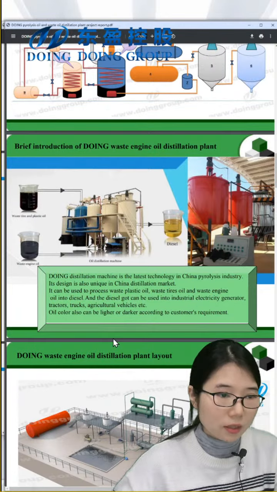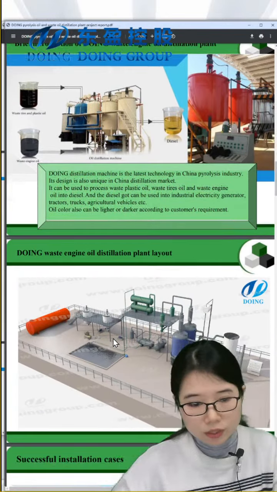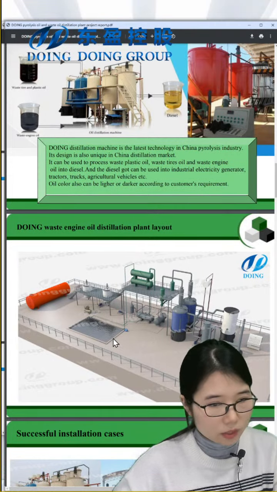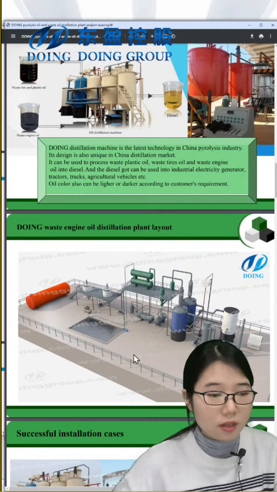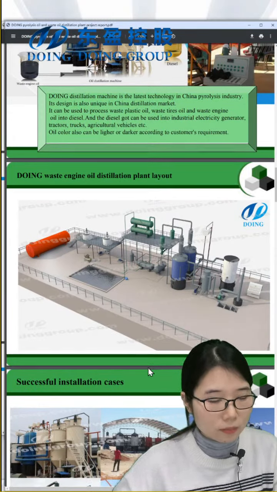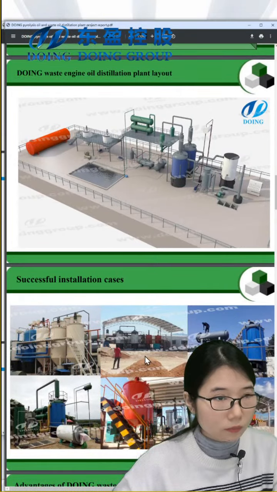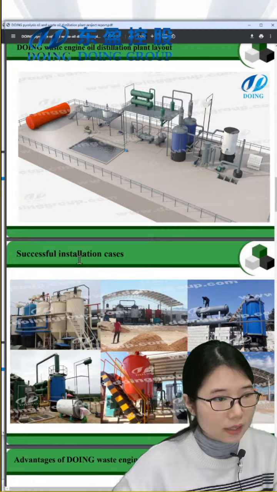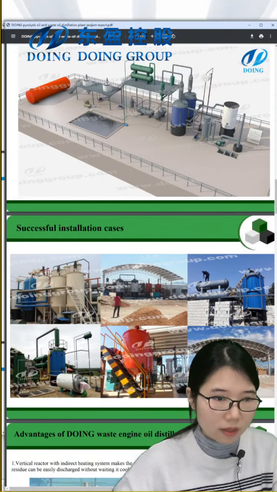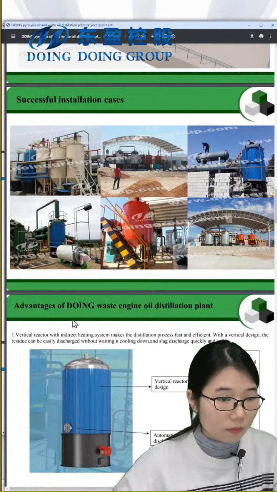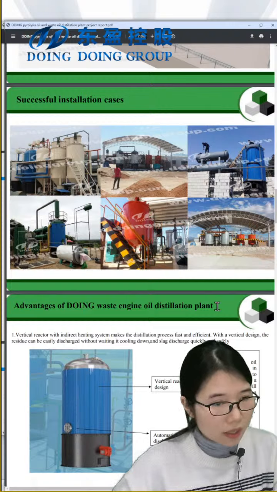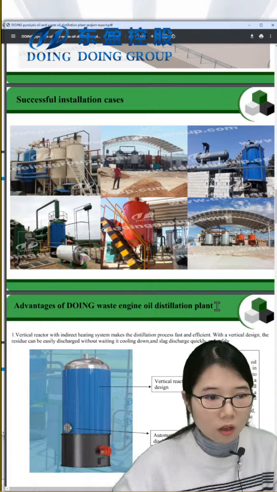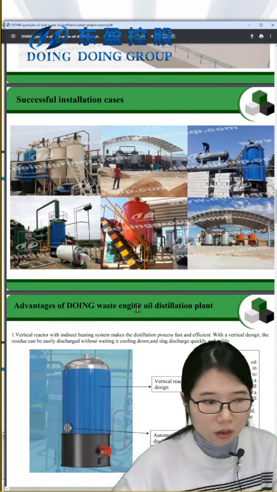So if the customer has raw materials like tires and plastic and finally wants to get diesel, you need two sets of plants, a pyrolysis plant and a distillation plant. There are some successful installation cases of our distillation plant. Our distillation machine is very different from some refineries in the market.